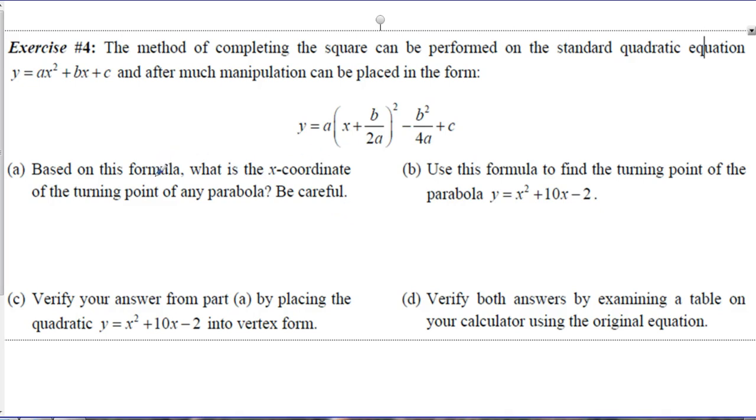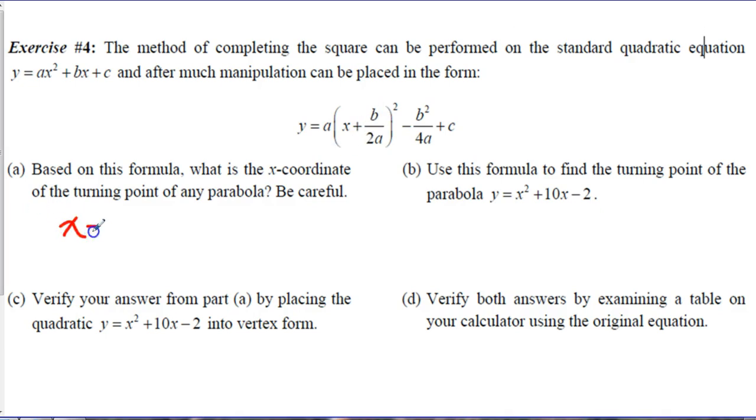All right, so it says, what's the coordinate of the turning point of any parabola? So as you saw, it's always the opposite of this. So the x coordinate is going to be negative b over 2a. Now, where have we seen that before? Oh, yeah, that was the axis of symmetry. Cool, good connection. So it's the opposite of here. Next, it says, use this formula to find the turning point. If you didn't get any further than this, go ahead and figure out b and c, and then use your calculator if you have one to verify.